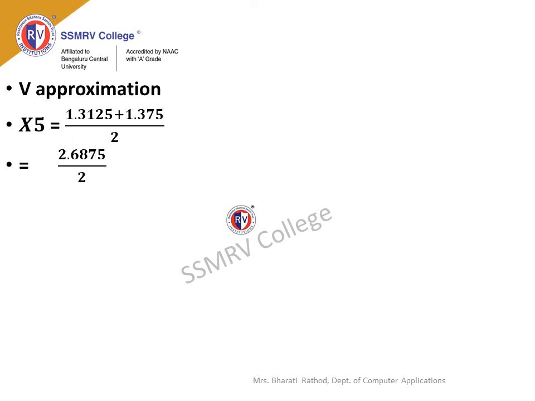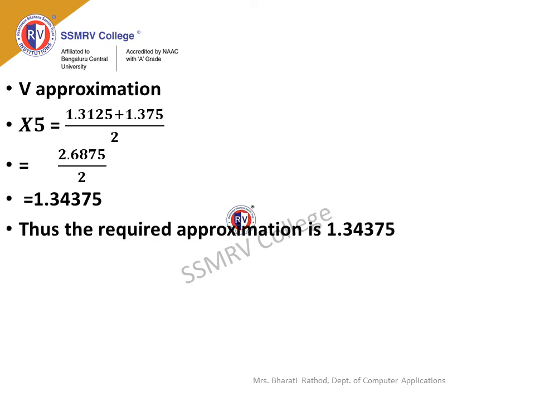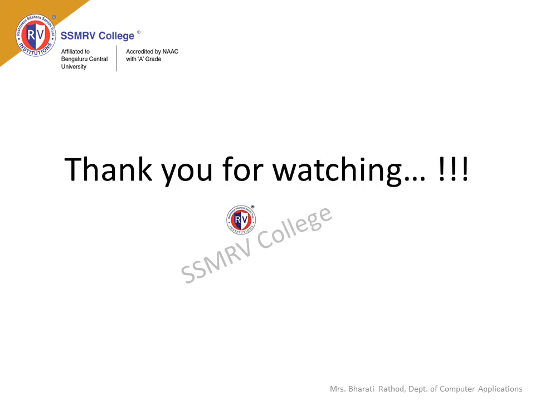Fifth approximation, which is given as x5 = (1.3125 + 1.375)/2. Hence, x5 = 1.34375. For every approximation step, we are required to compare the values of approximation, that is, compare x2 with x1, x3 with x2, x4 with x3, and so on for better accuracy. Now we get the required approximate root as 1.34375. Thank you for watching.